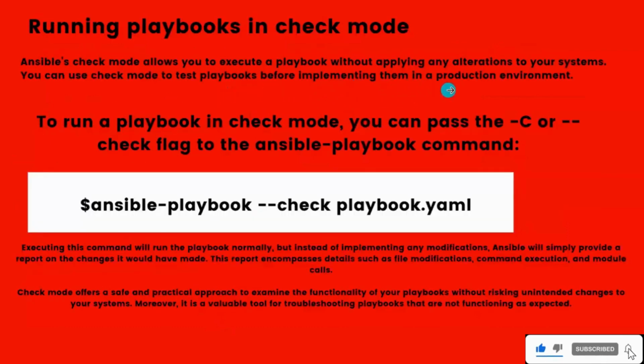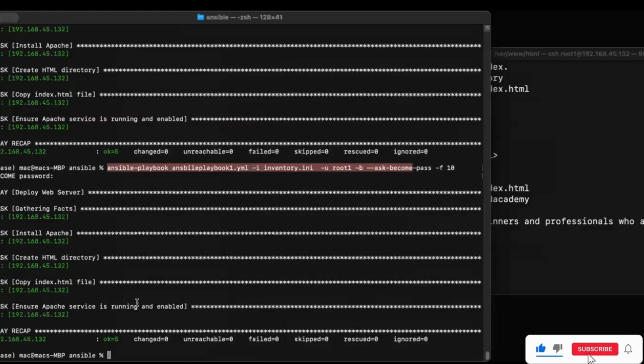Playbook, therefore implementing them in a production environment. So to run a playbook in check mode, you can pass the -C or --check flag to run the Ansible file. So this is what you have: ansible-playbook --check playbook.yaml. So let's try this command as well, okay? What is it going to check or not?